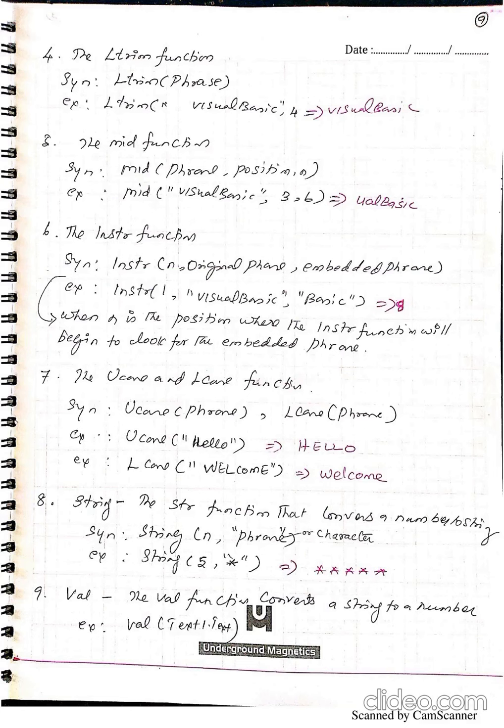Left function: Left(phrase, n). Left("Visual Basic", 4) is "Visu". The LTrim function: LTrim(phrase) removes leading spaces, giving "Visual Basic". The Mid function: Mid(phrase, position, n). Mid("Visual Basic", 3, 6) is "ual Bas".